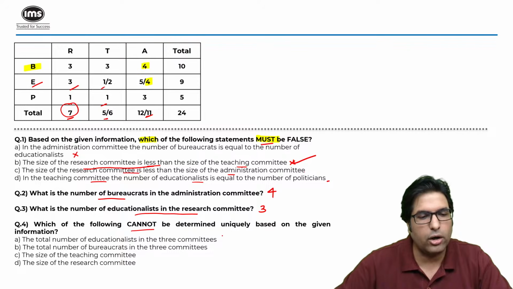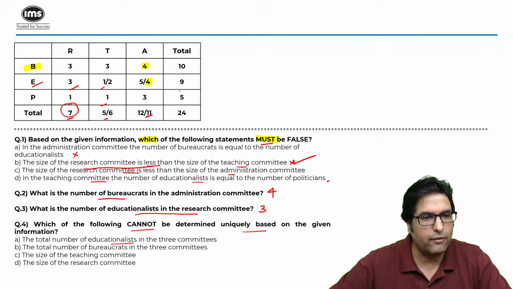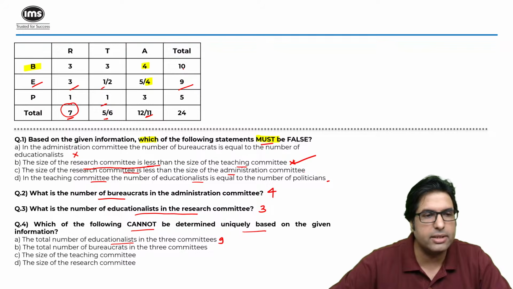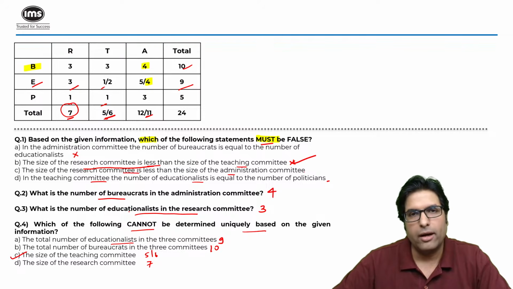Which of the following cannot be determined uniquely based on the given information? Can we calculate total number of educationalists? Total number of educationalists is available. Answer is 9. So this can be determined uniquely. Total number of bureaucrats in the 3 committees. This is also fine. 10. Size of teaching committee. Size of teaching committee is something that we don't know for sure. It could be 5 or 6. Size of research is definitely 7. The correct answer for this question will be option 3, choice C.